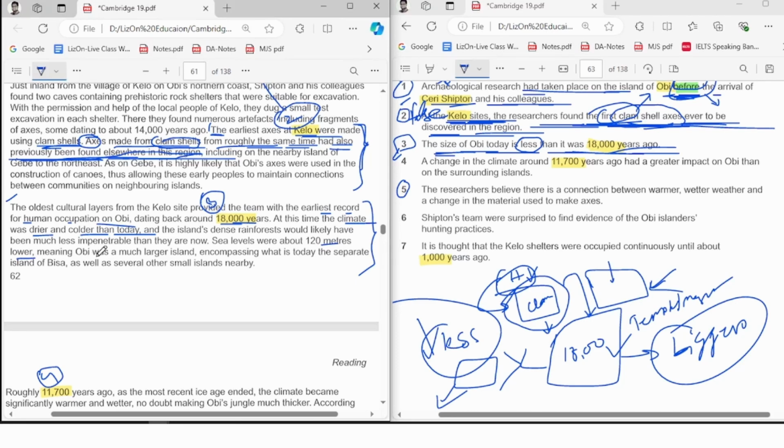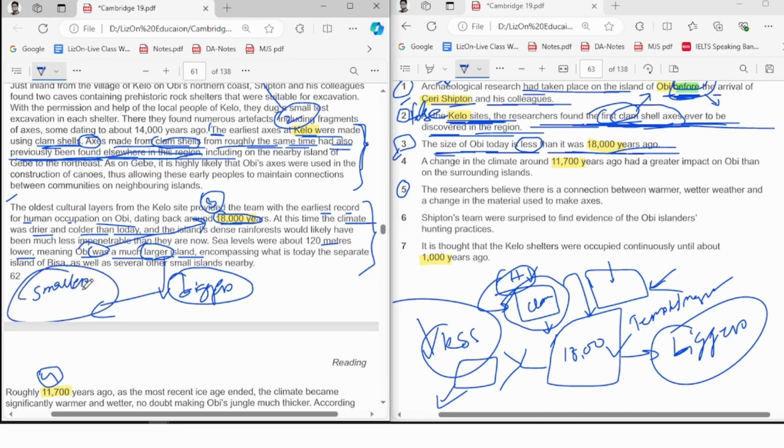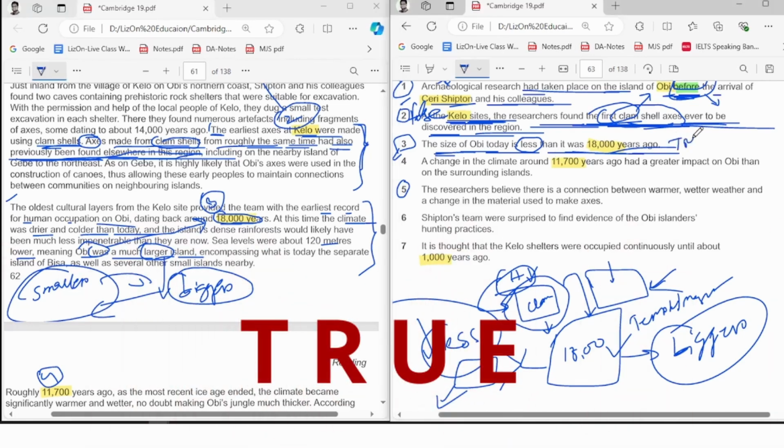Okay, meaning MI was a much larger island. So they're talking about the past, 18,000 years ago. They are saying MI was much larger, bigger, right? They're comparing with the present time, meaning at present MI is a bit smaller than before. It's the same thing they are saying here, the size of MI is less than it was 18,000 years ago. For that reason this answer will be true.